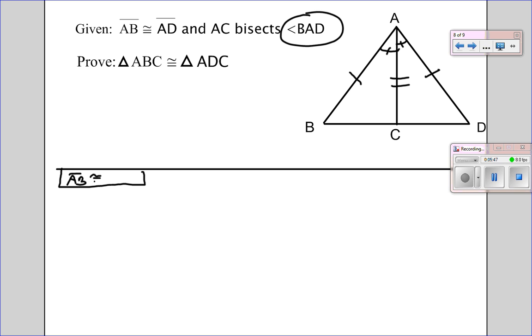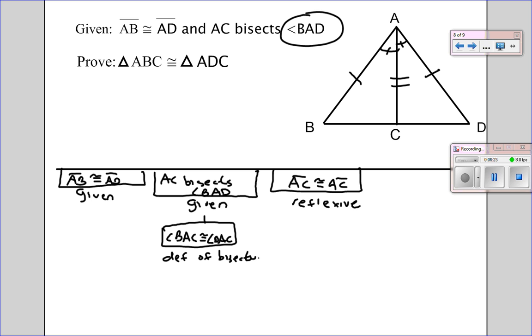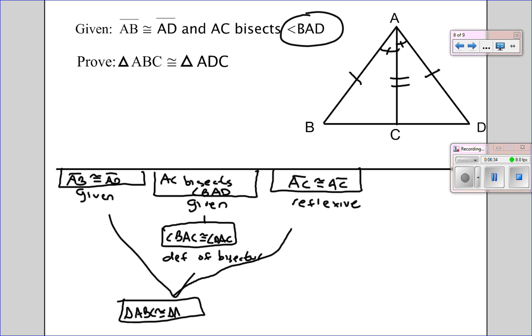AB is congruent to AD, given. AC bisects angle BAD, and that's a given. And finally, whenever you have a reflexive or a vertical angle, you write it up top. AC is congruent to AC, and that's reflexive. So from the bisector, you know that angle BAC is congruent to angle DAC, and that's the definition of bisector. So now you have a side, an angle, and a side, so you just join them together and you say triangle ABC is congruent to triangle ADC by side, angle, side congruence.